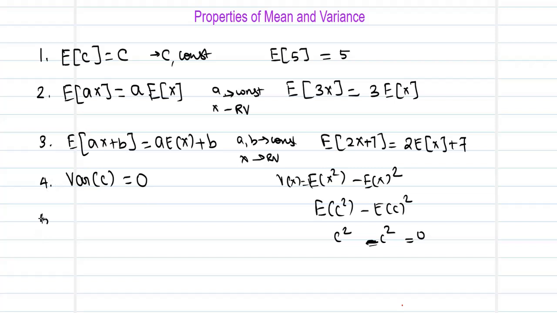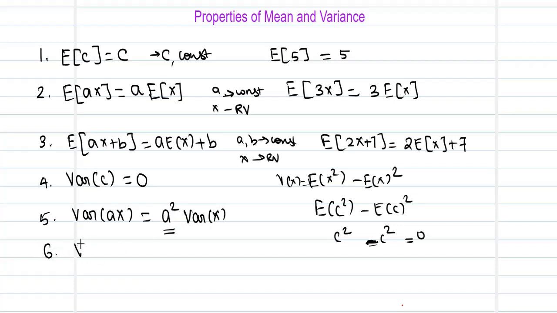Property number 5 says the variance of a times x, where a is a constant and x is your random variable, is given by a square times variance of x. So what happens over here? The constant a gets squared, and so you have a square times variance of x. Be careful about it. It gets squared when it gets outside the variance.